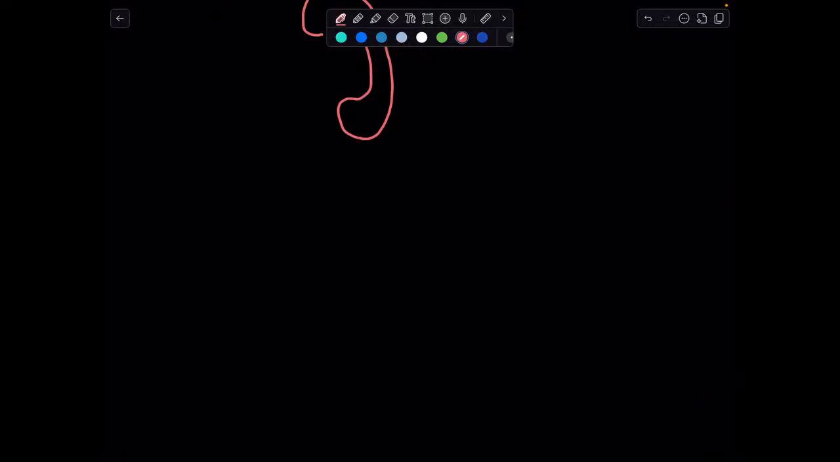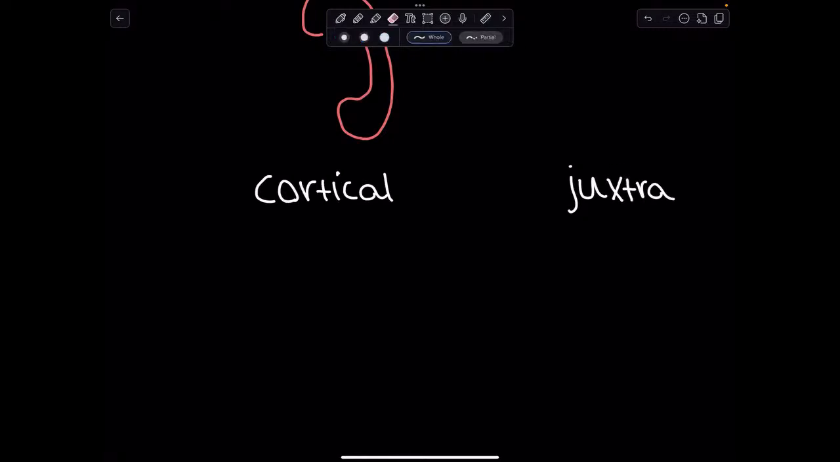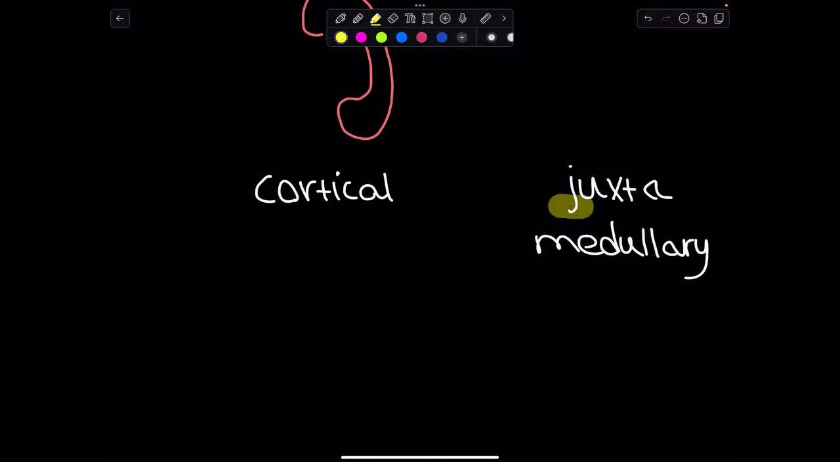So we have cortical nephrons and juxtamedullary nephrons? Exactly. Cortical nephrons are mostly in the cortex, while juxtamedullary nephrons extend deeper into the medulla. The latter are crucial for producing concentrated urine. Can you explain what juxtamedullary means? What's the juxta part? Juxta means next to or near. So juxtamedullary nephrons are nephrons located near the boundary of the cortex and medulla.